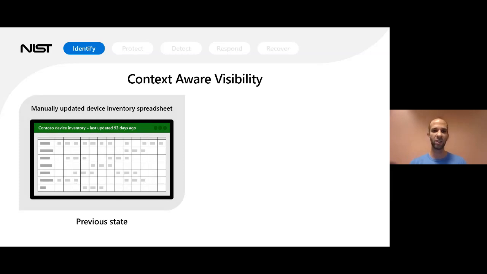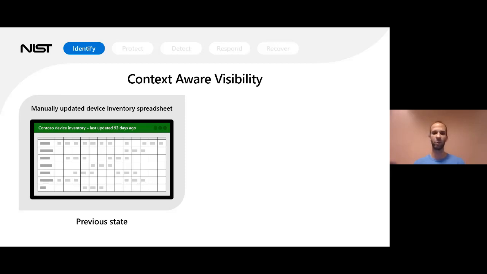Now let's break down each and every customer pain point and how it can eventually be resolved. First of all, as we mentioned, we talked about the asset inventory visibility. So today we encounter customers that usually manage their inventory and fleet by a spreadsheet.